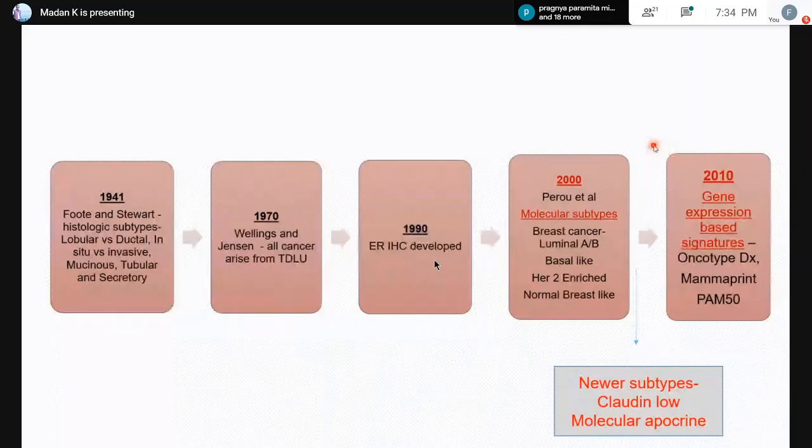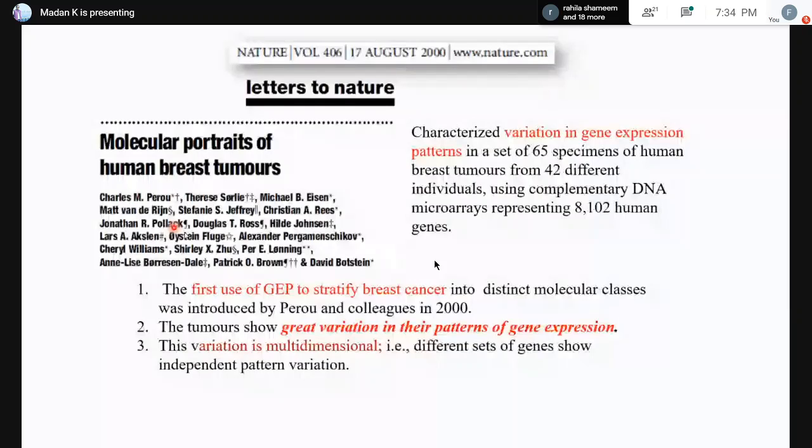As I mentioned, in the year 2000, Perou with his colleagues were the first to use gene expression profiling to stratify breast tumors into molecular subclasses. They found out that the tumors showed great variation in their pattern of expression, and this variation was multidimensional. So this is a slide showing the results of their study.